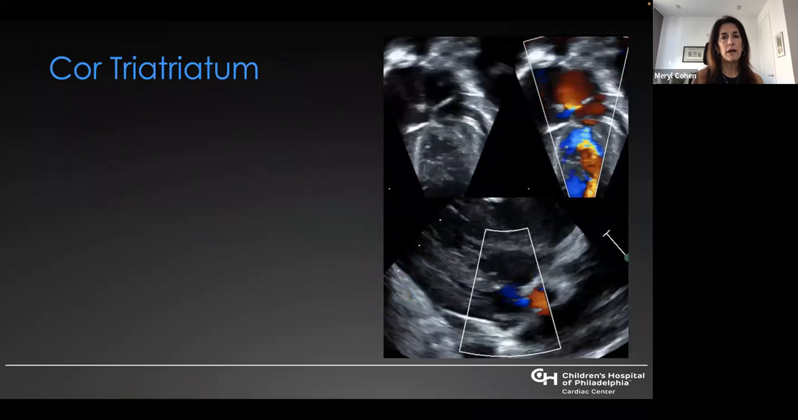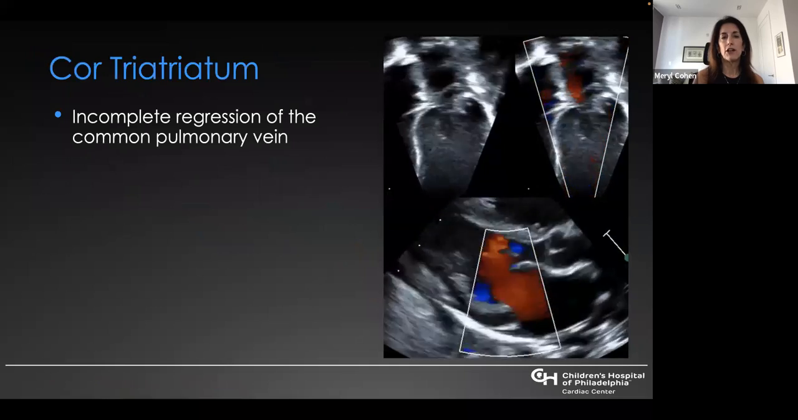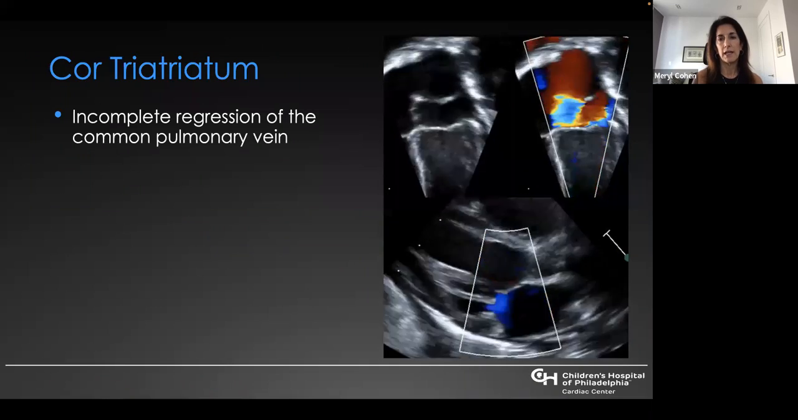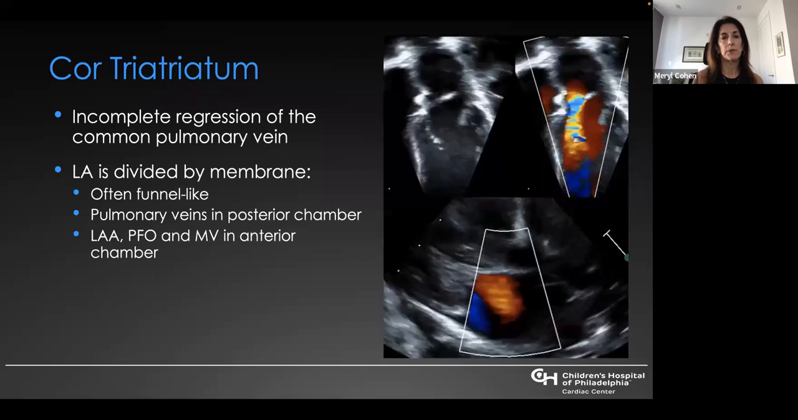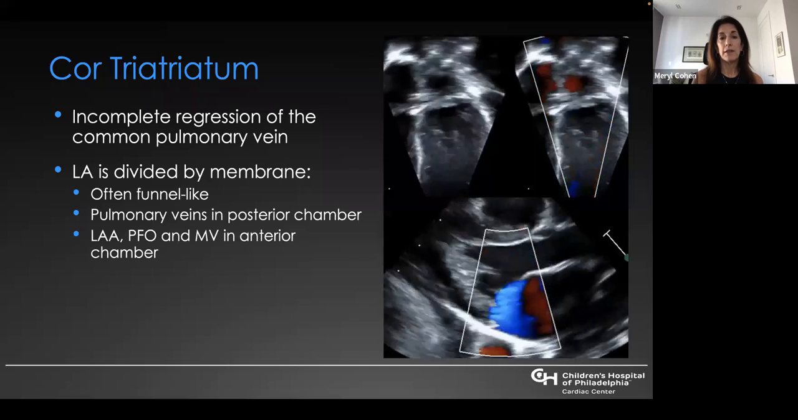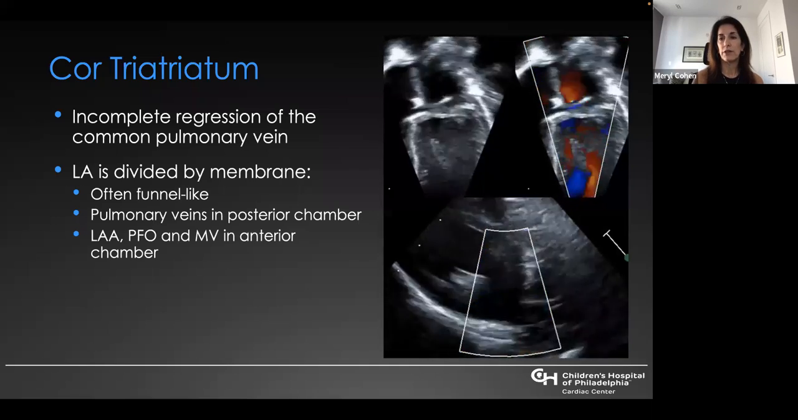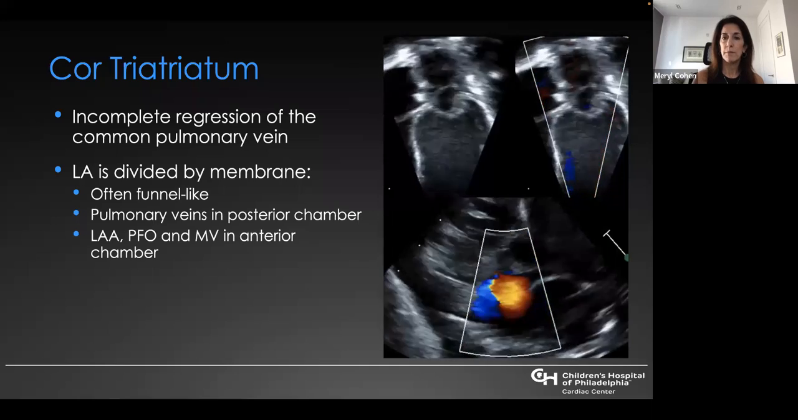Cor triatriatum is an incomplete regression of the common pulmonary vein, which you see in these two examples. The left atrium is divided by this membrane. It's often funnel-like with an opening just above the mitral valve.